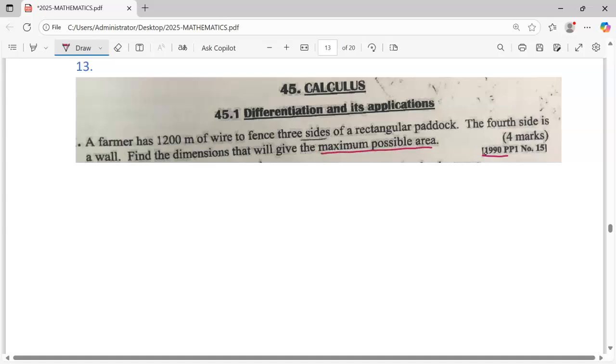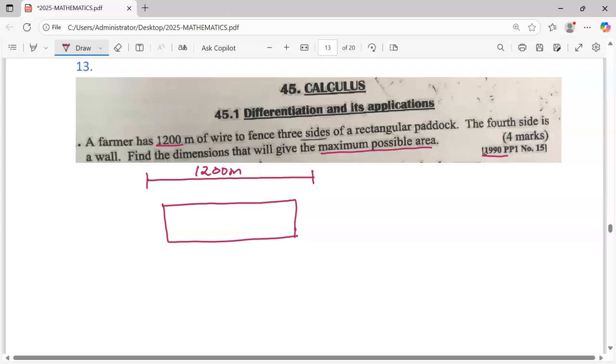Even without seeing the heading differentiation, whenever you see wordings like maximum or minimum possible of something, then that question is likely to be from differentiation. We have been told that a farmer has 1,200 meters of wire. I'm going to begin by drawing the wire, and the wire is 1,200 meters. This wire is supposed to fence a rectangular enclosure, but one of the sides is a wall, and therefore the wire is going to fence a perimeter of 3 sides.